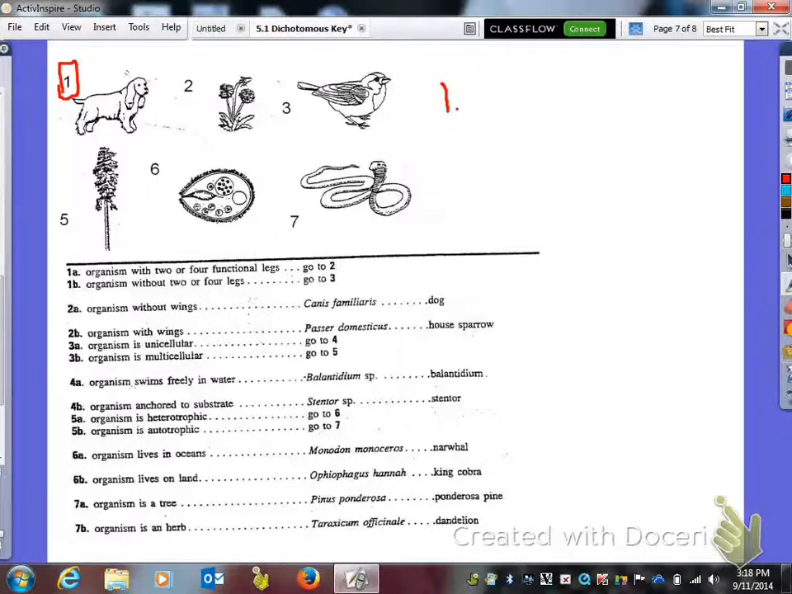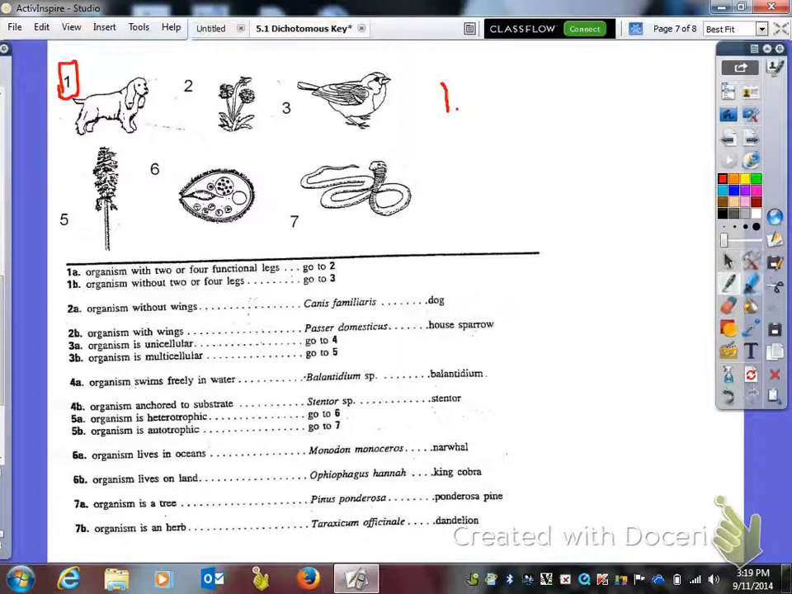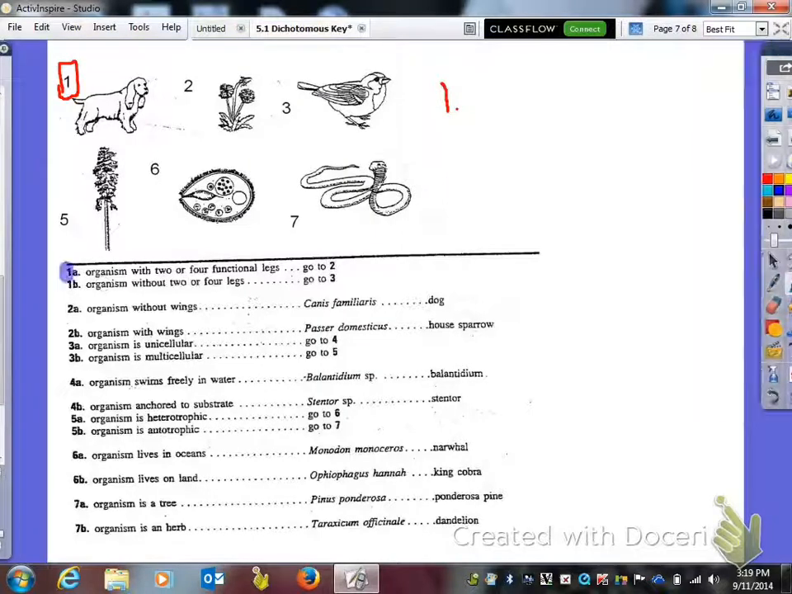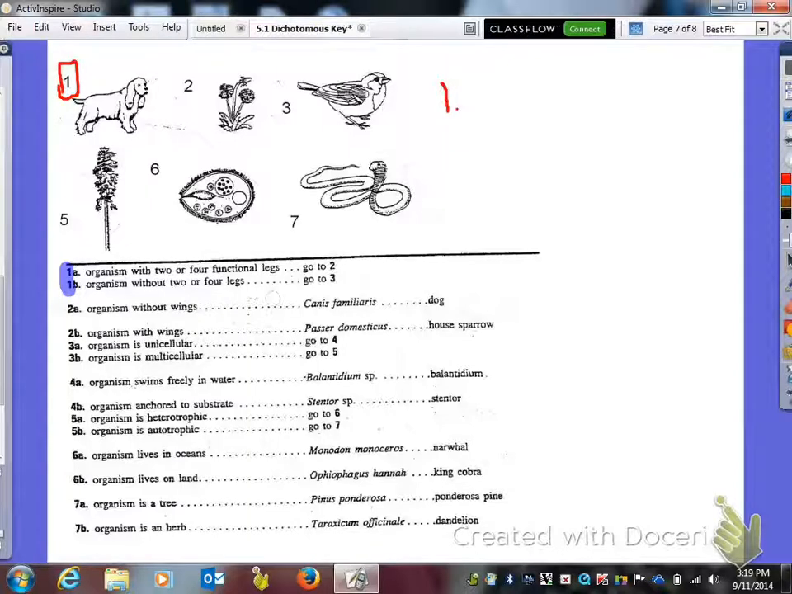By the way, if you have Miss Gunner, circle the dog here. If you have Miss Brules, circle the bird, please. All right, so let's look at number 1. And I'm going to highlight this as I go, and then I'll have to erase it. Okay, so organism, we're looking at number 1A, organism with 2 or more functional legs, or organism without 2 or 4 legs. Okay, so our organism is a dog, and it actually has how many? 2 legs. So then we have to go to number 2.